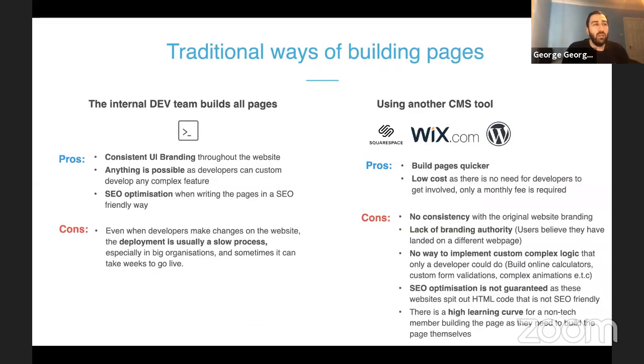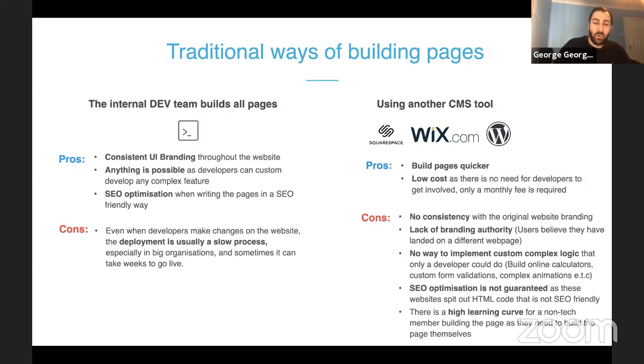But they still want to take some benefits out of it, because the benefit of using Wix.com, Squarespace, WordPress and all these CMS tools is that they can build pages quicker, and obviously they can do it at a lower cost. But there are some cons to doing this. There is no consistency. SEO optimization is not guaranteed, because all of this is spat out just as HTML code. There is a high learning curve for them until they know the tool.